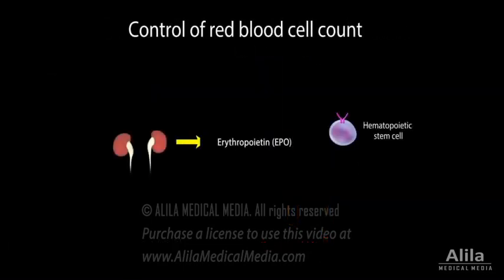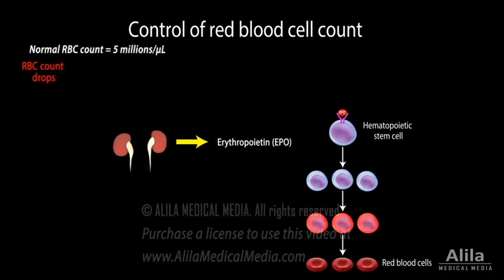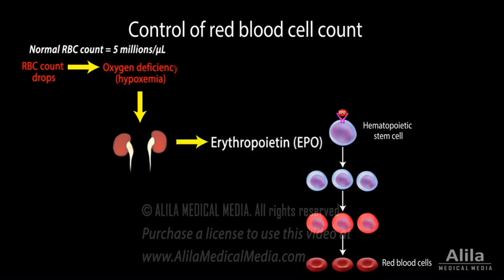The kidneys secrete erythropoietin, EPO, a stimulating factor for red blood cell formation. Low levels of EPO are constantly produced to compensate for normal blood cell turnover. When red blood cell count drops, such as during blood loss, the resulting oxygen deficiency state is detected by the kidneys, which respond by increasing their EPO secretion.